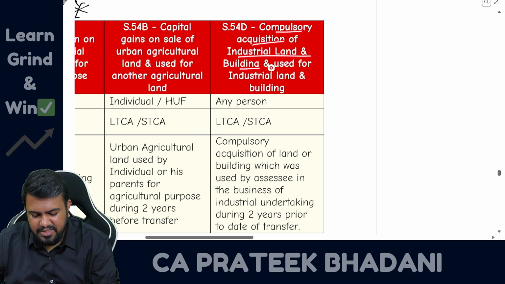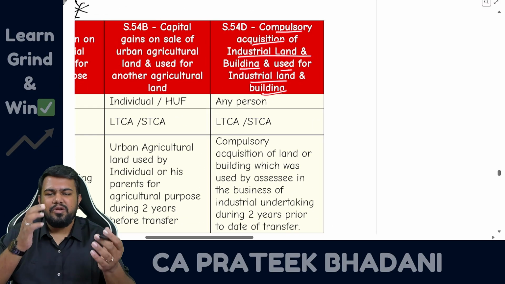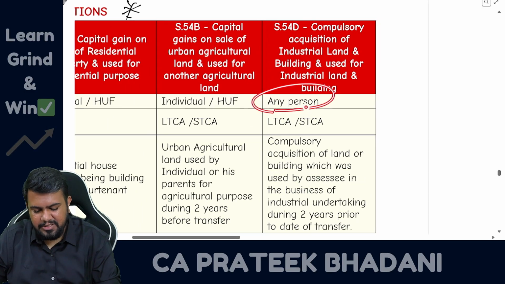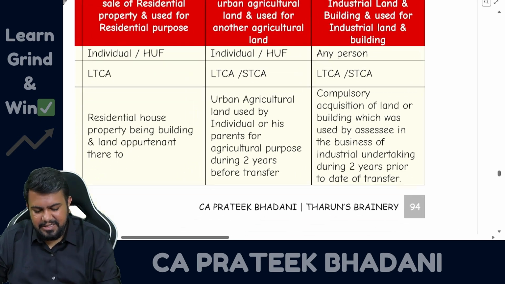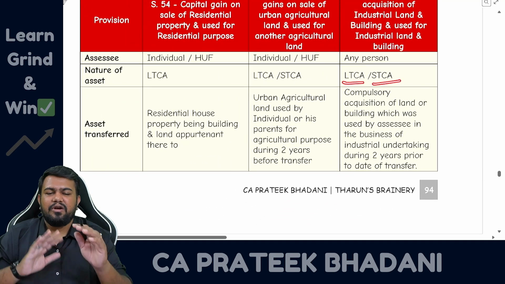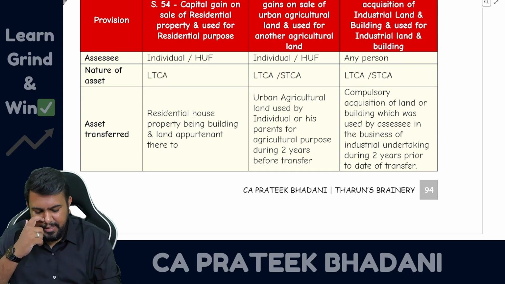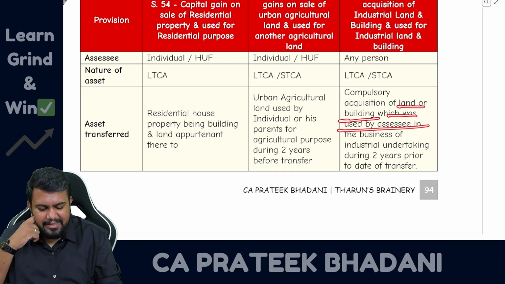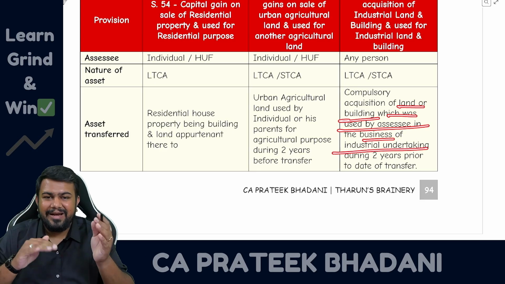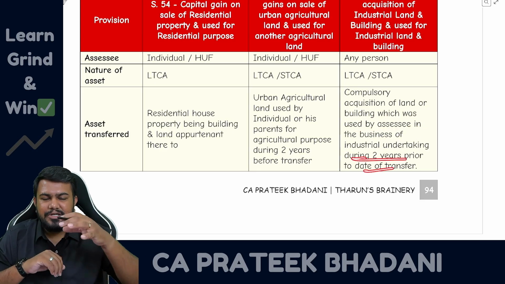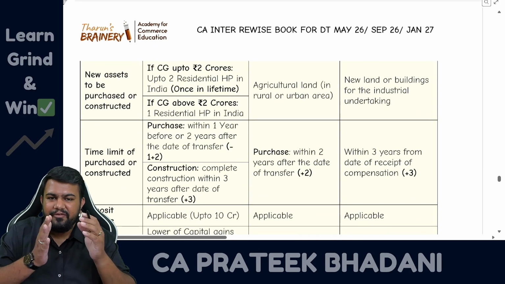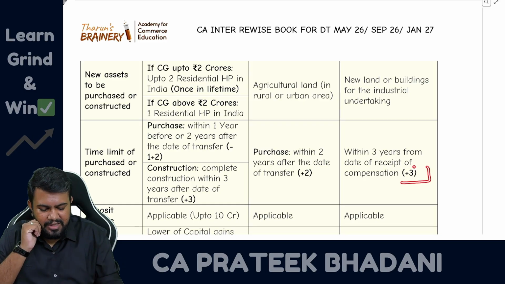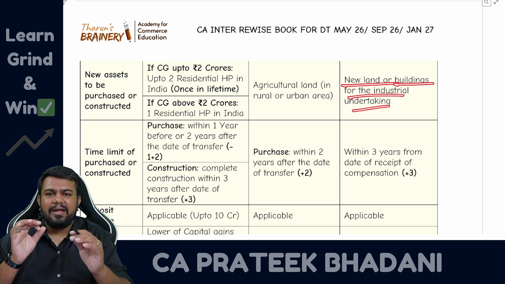Compulsory acquisition of industrial land and building, and the amount is used for new land and building. So this is applicable to all the persons: company, firm, HUF, AOP, BOI, everyone can take benefit of section 54D. When is this section applicable? If the asset is short-term capital asset or long-term capital asset, it does not matter. The asset should be a land or building which was used by the assessee in the business of industrial undertaking for at least 2 years before the date of transfer, and it should be compulsorily acquired by the government. In such case, whenever the compensation is received, from the date of compensation you have 3 years time. Within the 3 years, the person has to invest in new land or building for industrial undertaking.